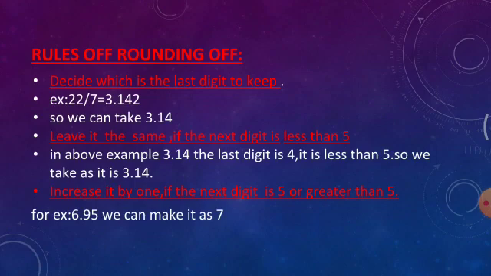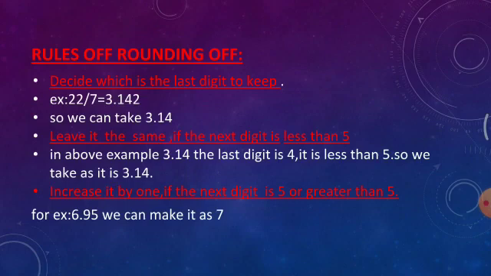After the decimal, we use 2 digits. And rule number 2: leave it the same if the next digit is less than 5. In the above example 3.14, we are using 2 digits after the decimal. If the next number is below 5 or less than 5, we keep it as it is. That means 3.14.